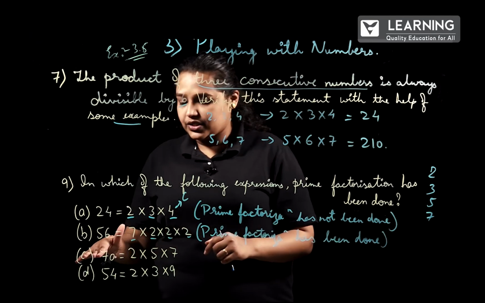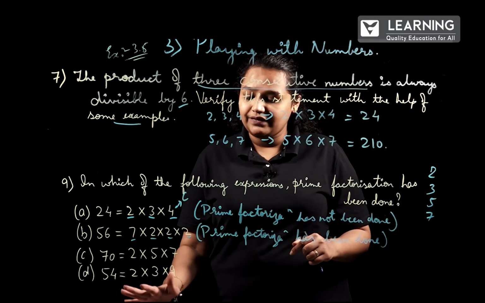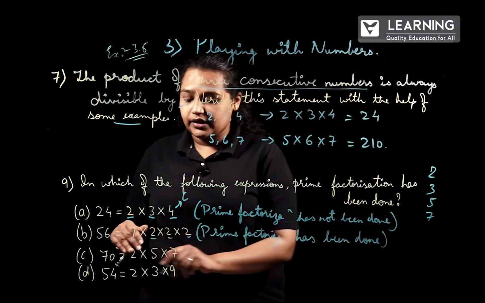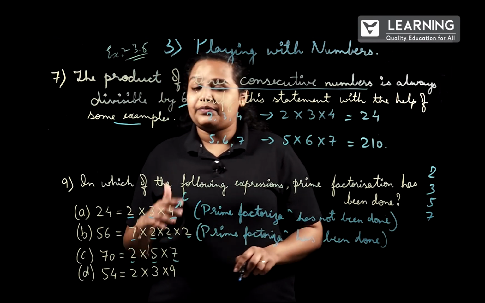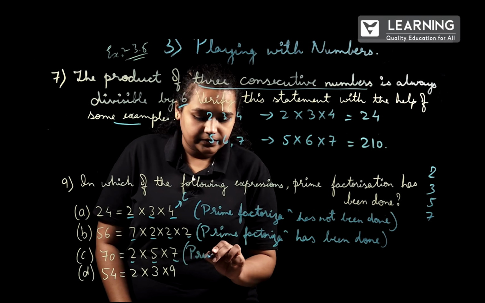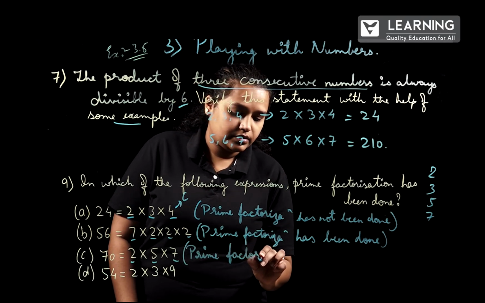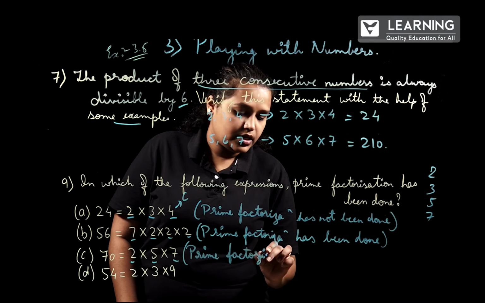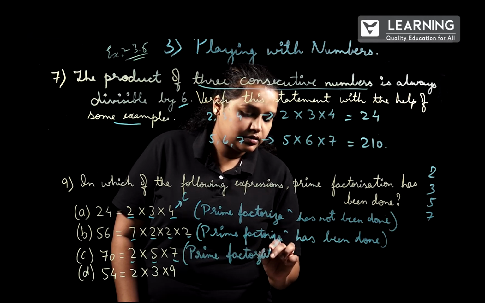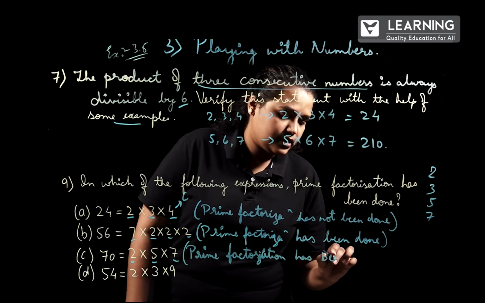So, the next question, that is the third expression, 70 is equal to 2 into 5 into 7. So, here 2, 5, 7 are prime numbers. So, here also prime factorization has been done.